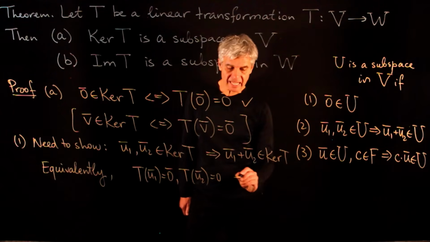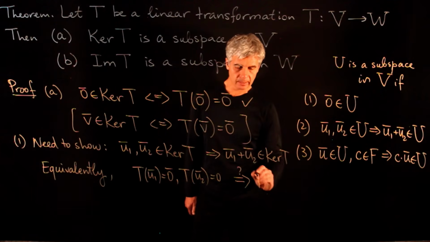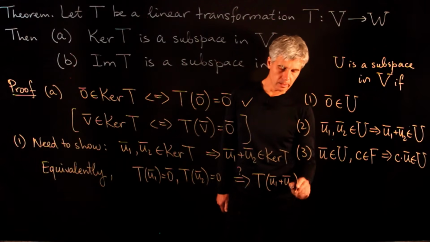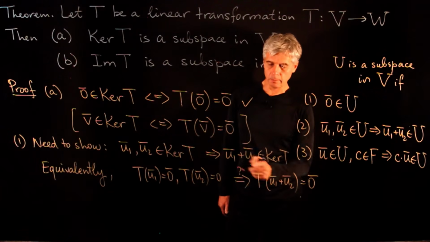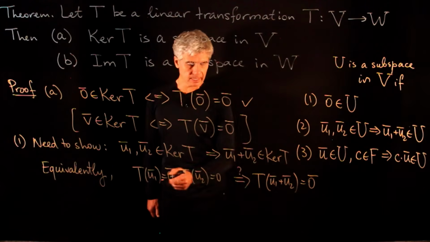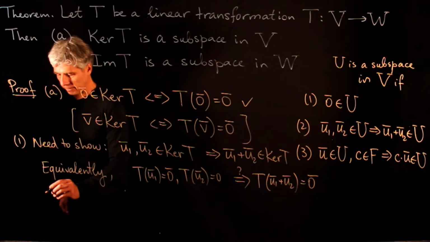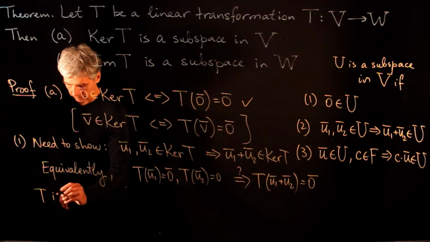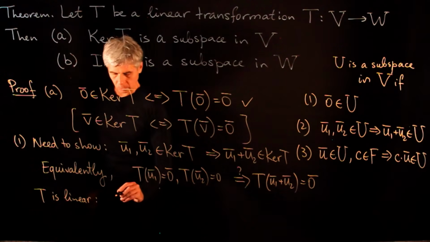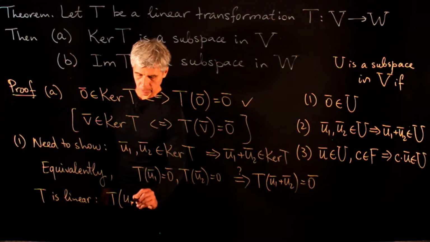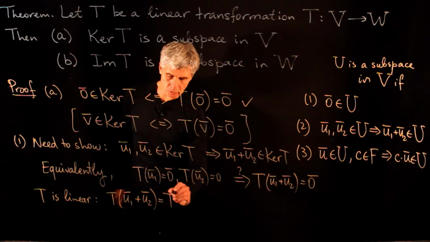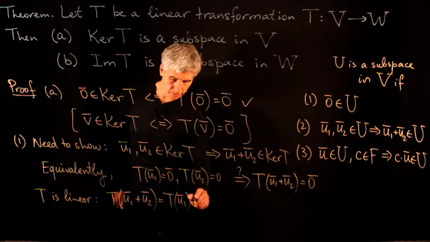And what we need to show is that T of U1 plus U2 is equal to 0. So this is what it means for U1 plus U2 to belong to the kernel of T. But here we use the fact that T is linear. So T is a linear transformation. This means that one of the properties of a linear transformation is that T of U1 plus U2 is equal to T of U1 plus T of U2.